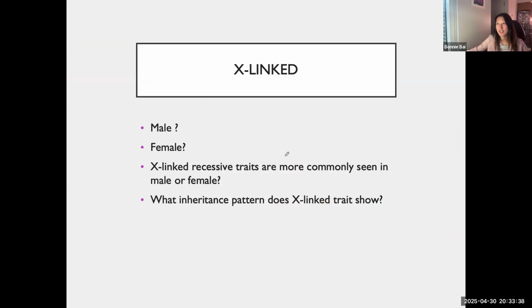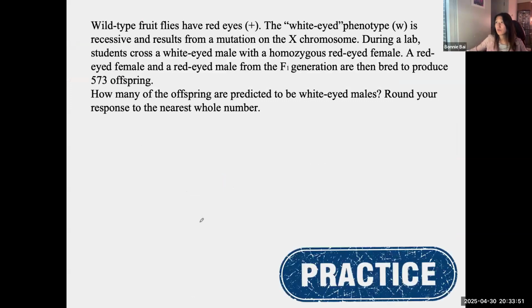Let's just look at a question real quick. X-linked could be recessive, it could also be dominant. So it's just a matter of, let's say it's a disease, is normal the dominant version or is normal the recessive version? Then the pattern will be different. So in this case, for X-linked, we have a wild type fruit fly, and it's X-linked. So they gave you the notation instead of big A, little a, they just say wild type is using a plus. During the lab, we have a white-eye male.